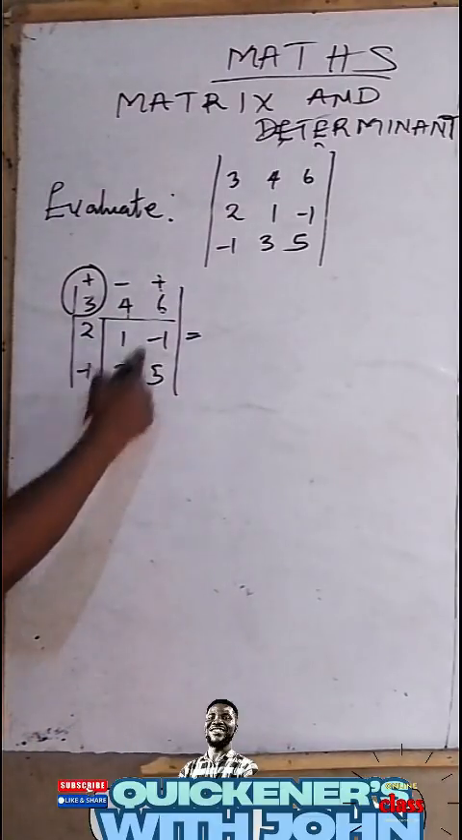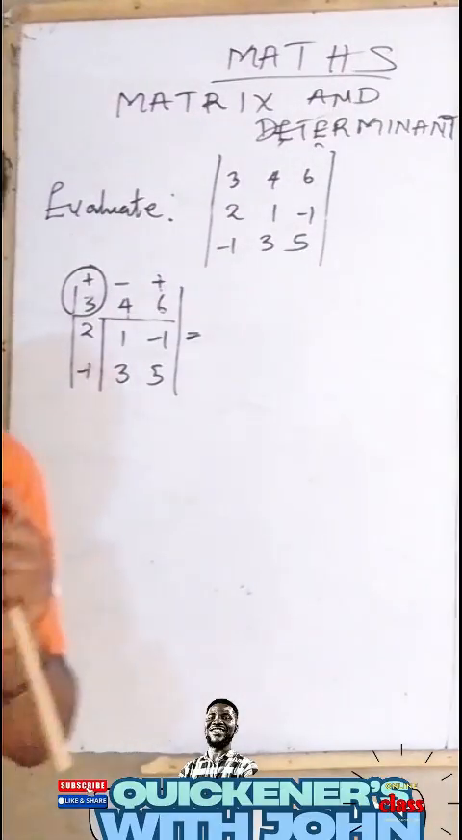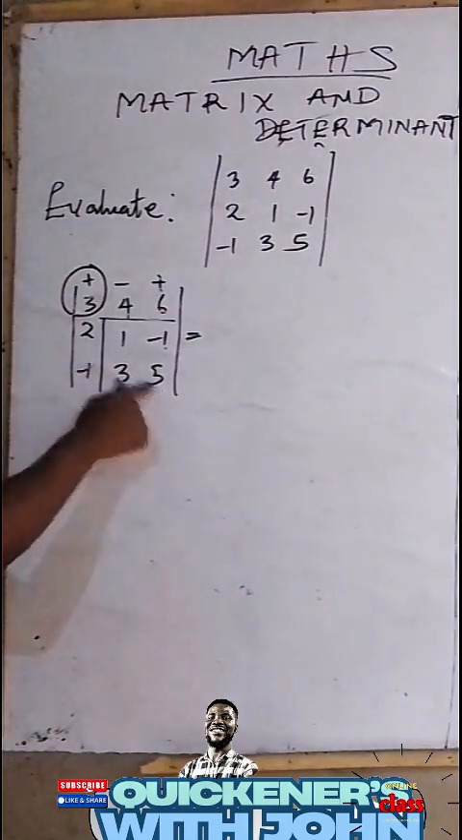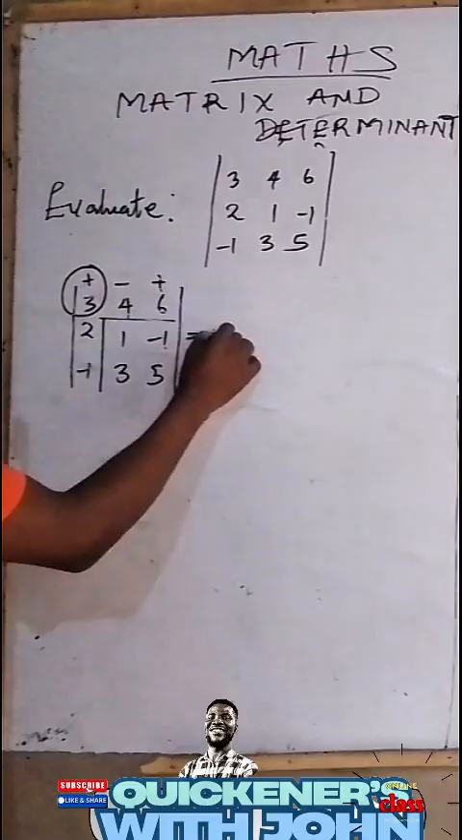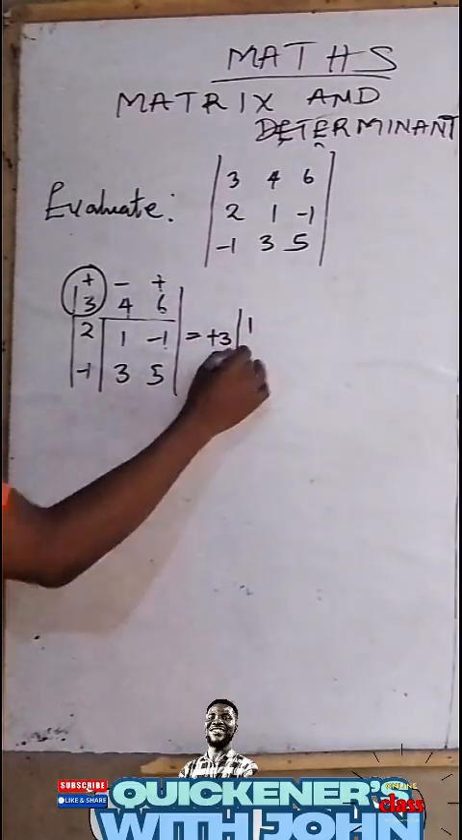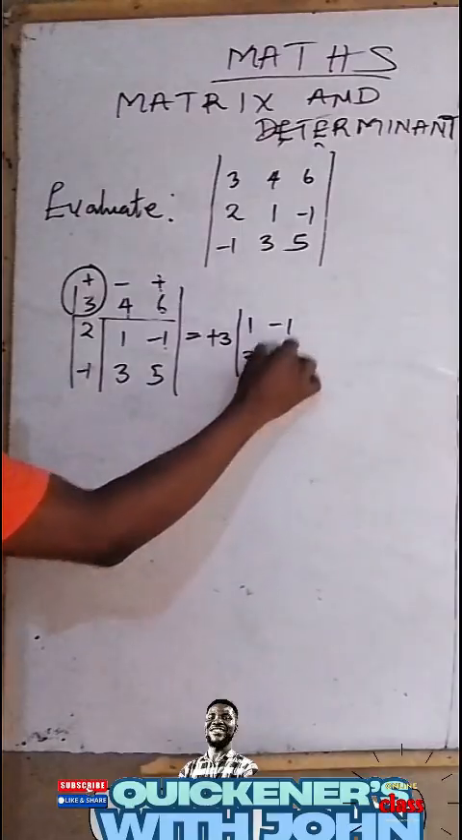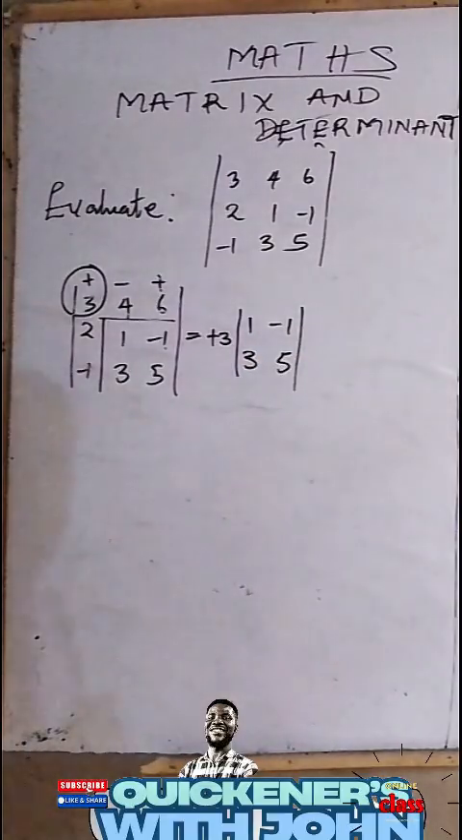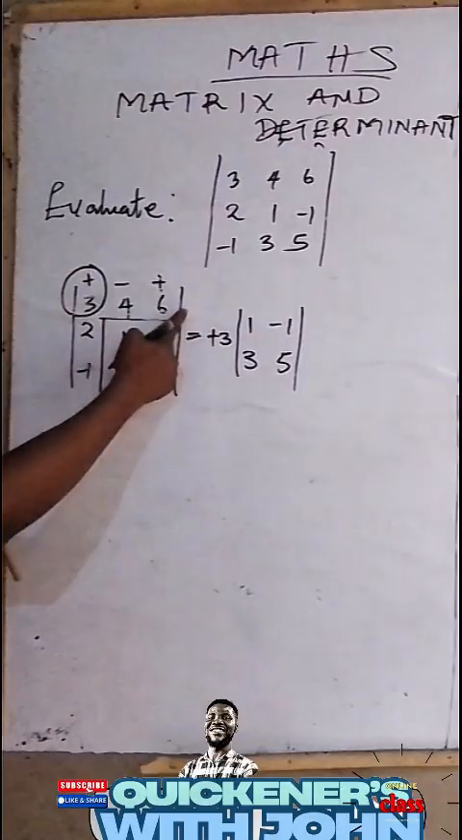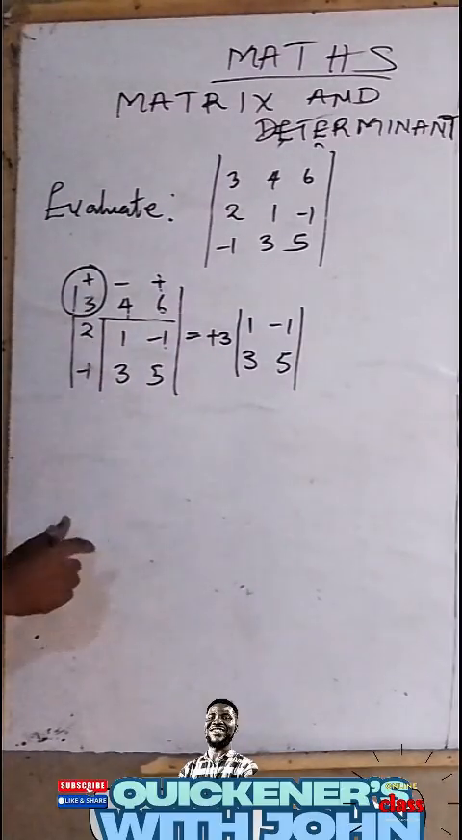So, can you see, I now have another 2 by 2 matrix. So, what will I do with this plus 3? I'll take plus 3. Then I'll have my 2 by 2 matrix: 1, 3, minus 1, 5. You understand? I hope you understand. So as I'm taking this 3, I'm suspending the row of the 3 and the column of the 3.